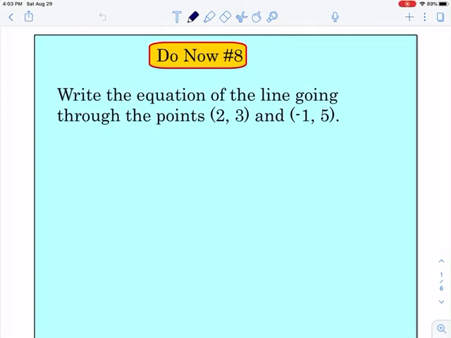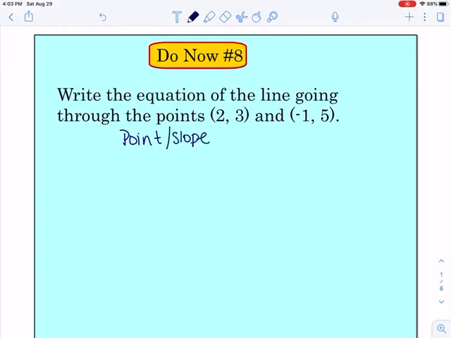So for number 8, we want to write the equation of a line going through the points (2, 3) and (-1, 5). It doesn't tell us whether we need to use our slope-intercept form or our point-slope form. Again, if you're given 2 points, it's always easier to use point-slope form.